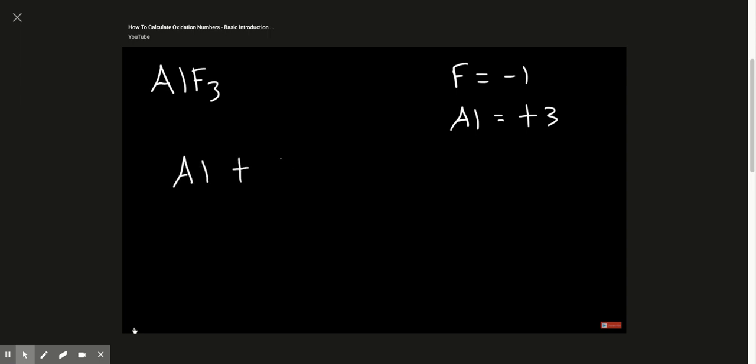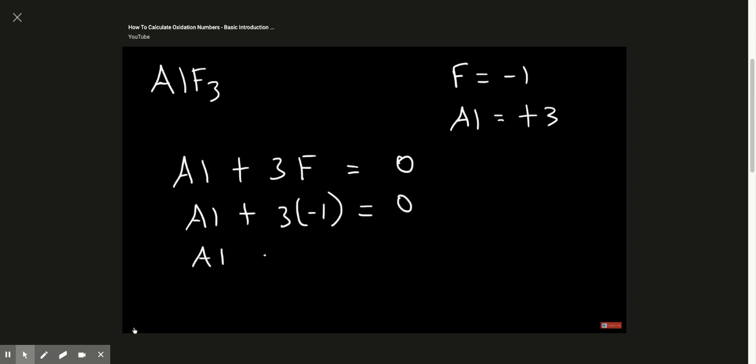Al plus 3F should add up to 0, because the net charge is 0. So each fluorine atom has an oxidation state of -1. So now we've got to add 3 to both sides. So aluminum has an oxidation state of +3.